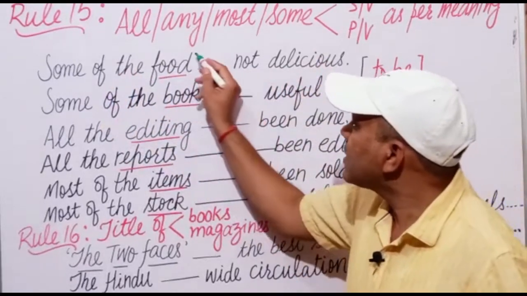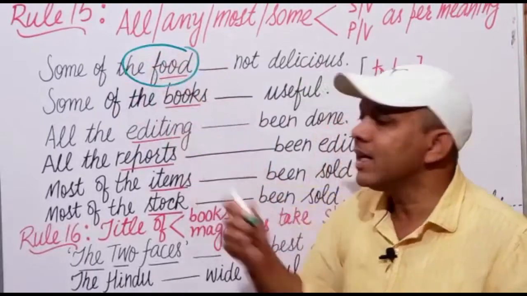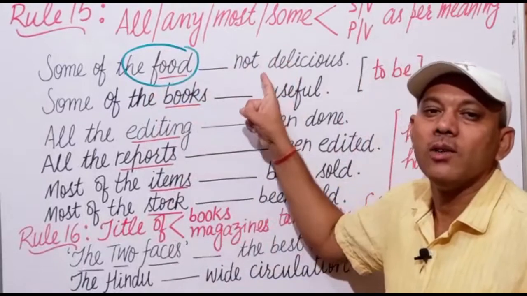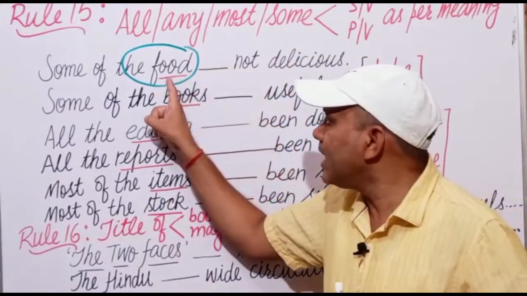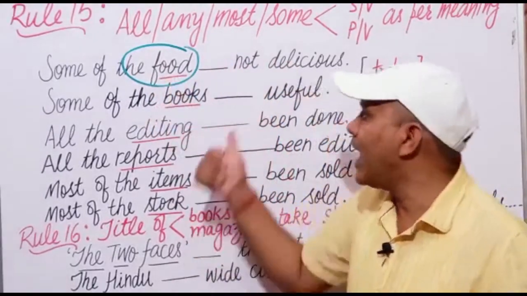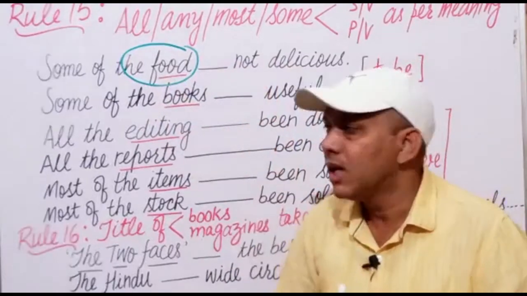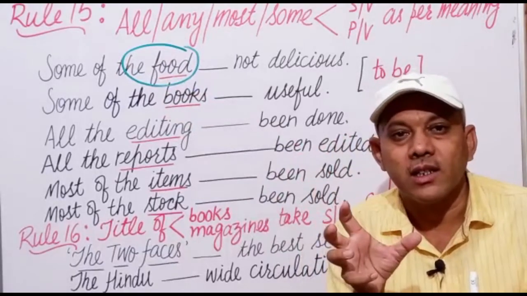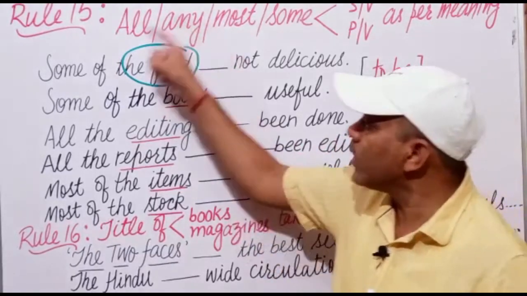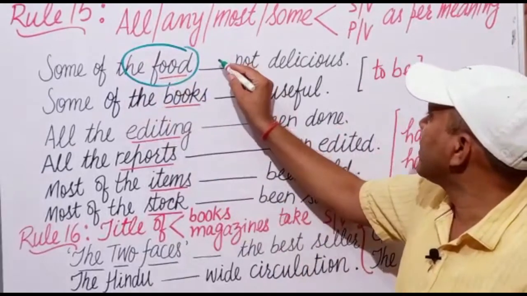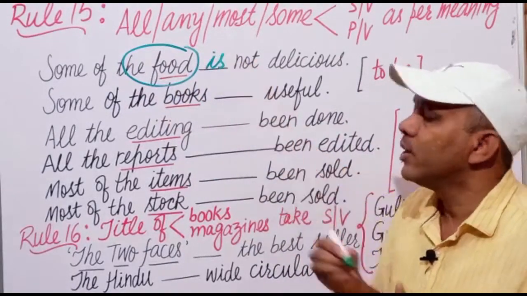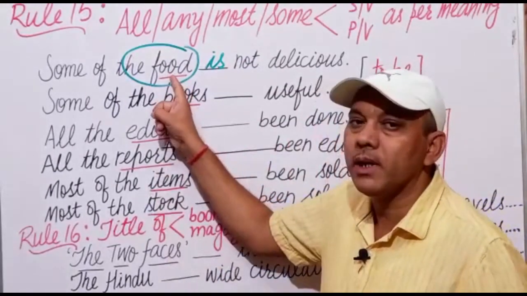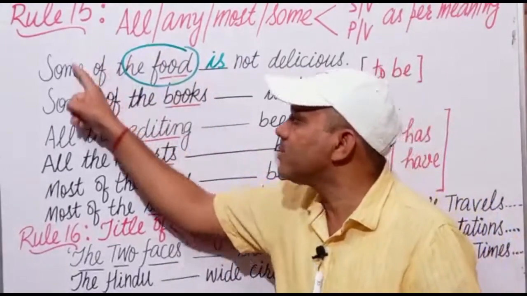Here, this noun food is a singular noun. If it is singular, use a singular verb. If you find this noun a plural one, then use a plural verb. Some of the food means some quantity of the food is not delicious. Here we shall use a singular verb depending upon the meaning conveyed by this subject.